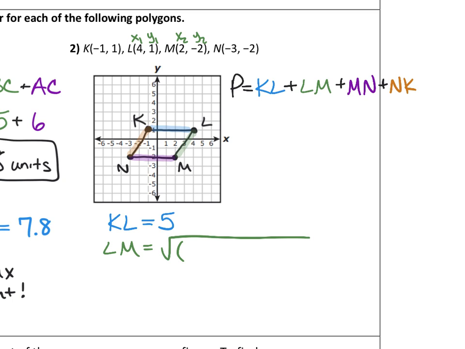We would have x2 minus x1 squared plus y2 minus y1 squared. Notice that I said the letters, but I wrote down the numbers because they're labeled already.